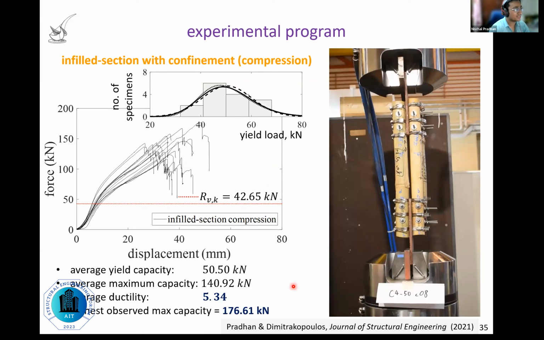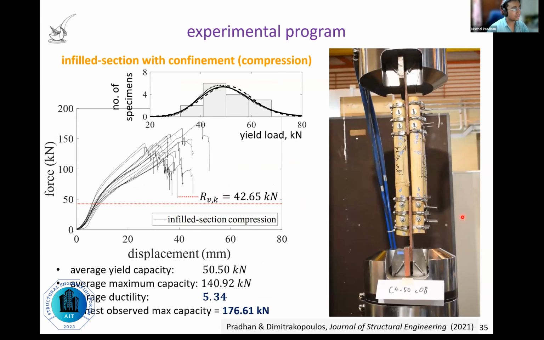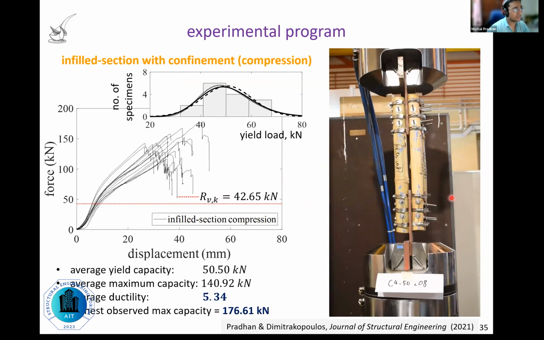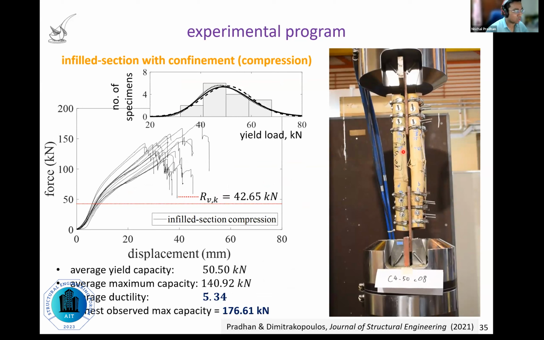Okay, and this is the response of mortar infill specimen under compression. You can see how the specimen is deforming. This particular specimen also fails. This specimen exhibits the highest developed maximum capacity of 176 kilonewtons. So this is by far the highest we've ever seen in the literature. Again, the mortar infill restricts bolt deformation, so ductility is a little bit lower compared to hollow section specimen. The connections exhibit quite a significant amount of strain hardening, as you can see over here.